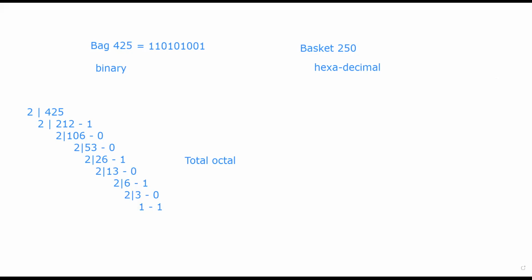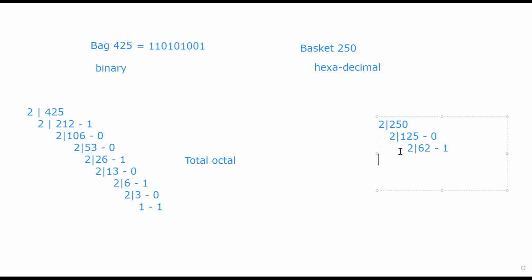One way is you can divide by 16. But to make it easier for me, I will divide by 2 again. So I will take 250. I'll divide by 2. So I will get 125. The remainder is 0. Again, I will divide this by 2. So this time, I'll get 62. Remainder is 1. So again, I will divide by 2.